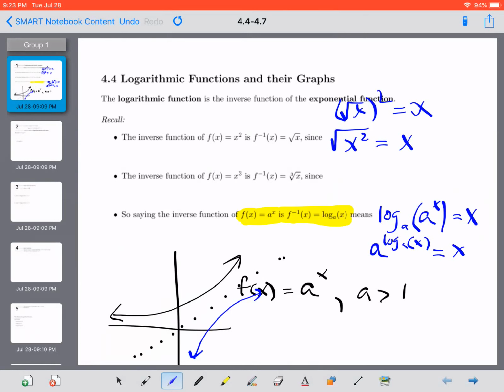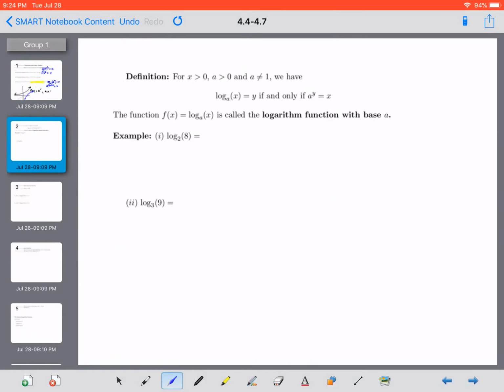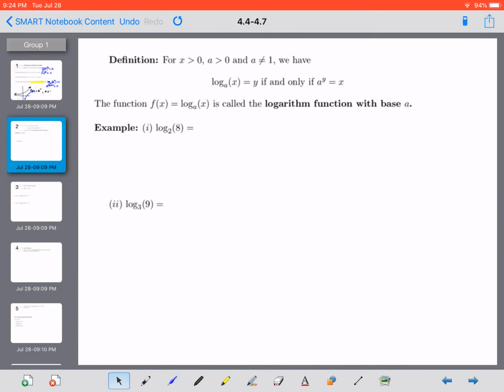So with that in mind, let's define this logarithmic function a little bit more carefully. Let's assume that x is greater than 0. We'll come back to that in a minute. And that a is some number greater than 0 and not equal to 1. This is what we had already stated for exponential functions. Then we define log base a of x to be equal to y if and only if a raised to the y is equal to x.